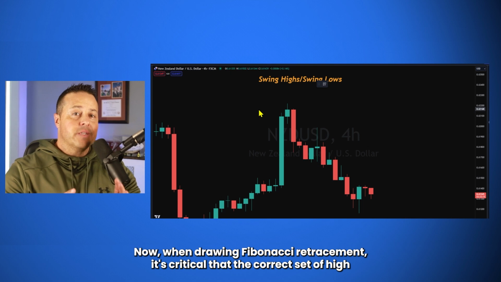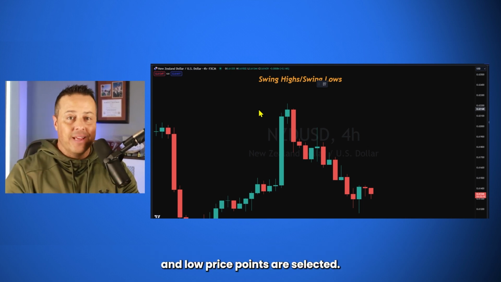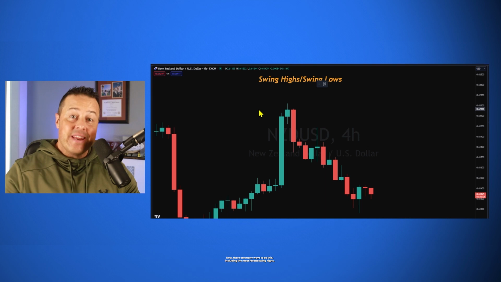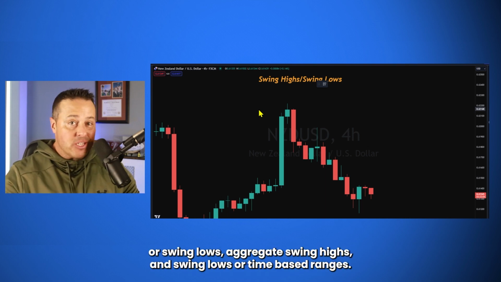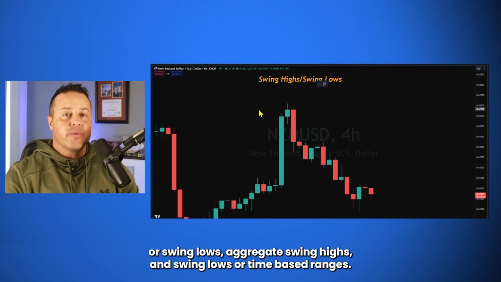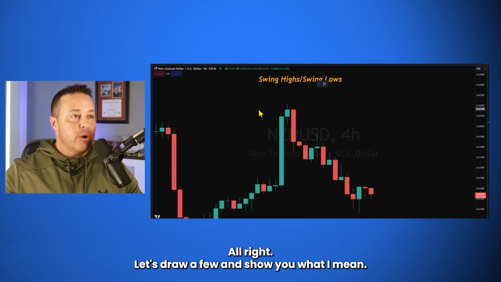Now, when drawing Fibonacci retracements, it's critical that the correct set of high and low price points are selected. This is the basis of your sequence. Now, there are many ways to do this, including the most recent swing highs or swing lows, aggregate swing highs and swing lows, or time-based ranges. All right, let's draw a few and show you what I mean.